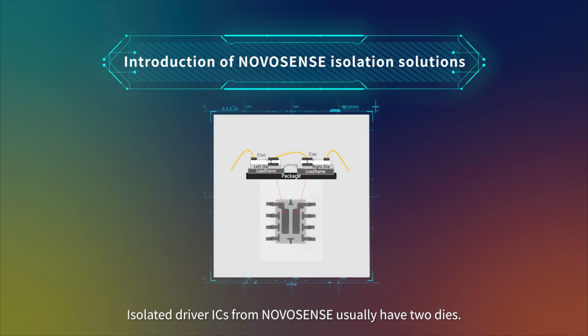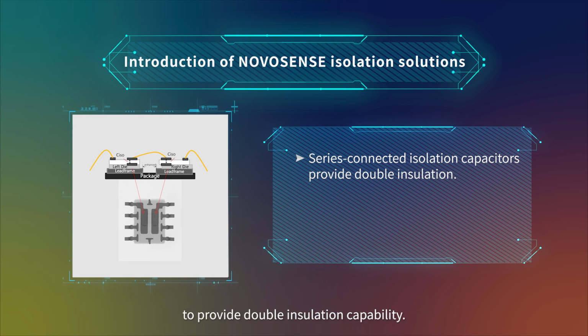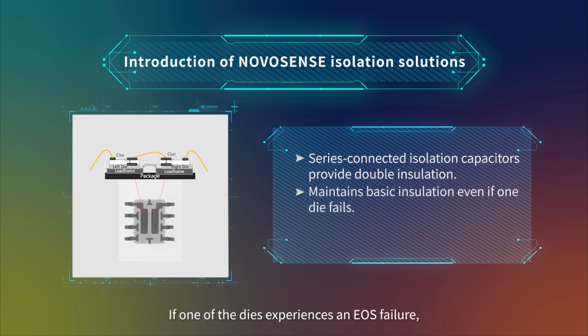Isolated driver ICs from NOVOSENSE usually have two dies. The primary die is on the input side and the secondary die is on the output side. There is a physical isolation between the dies. Two isolation capacitors are connected in series on the die to provide double insulation capability. If one of the dies experiences an EOS failure, the driver IC can still maintain basic insulation capability.